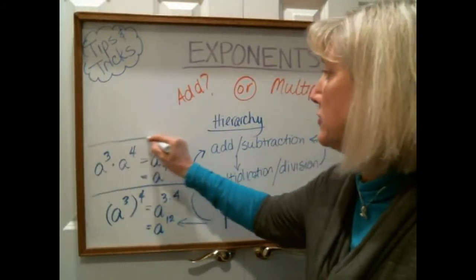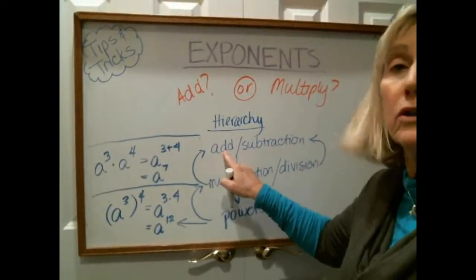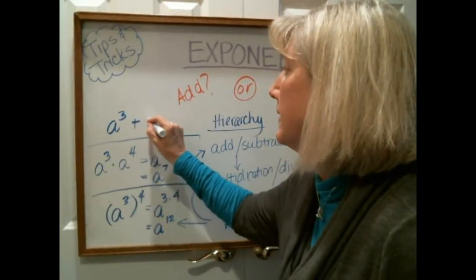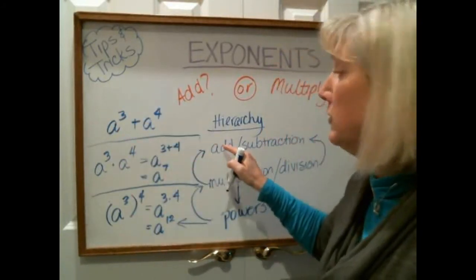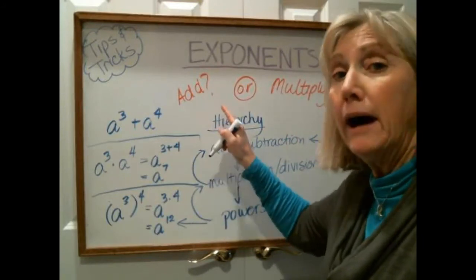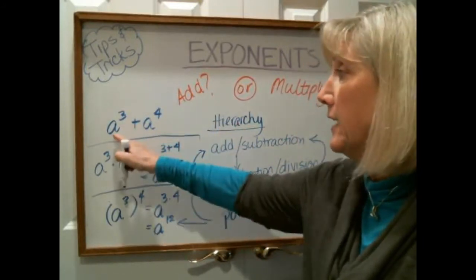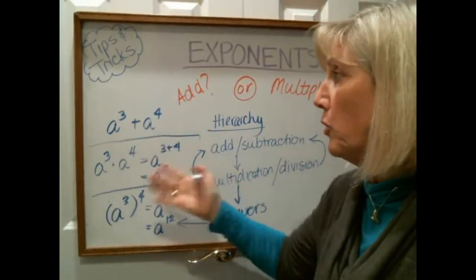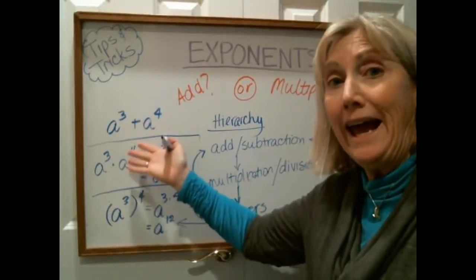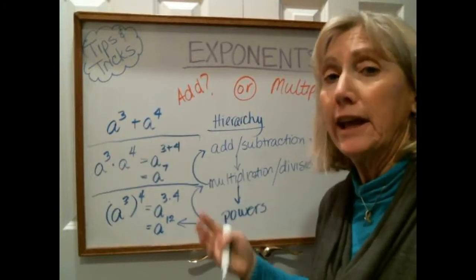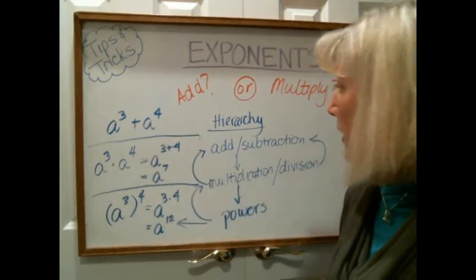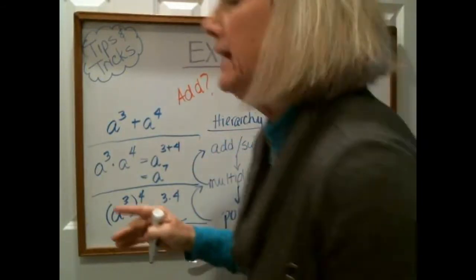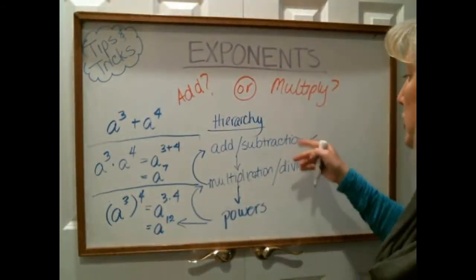And this rule actually works for adding, because say I have a to the third plus a to the fourth. You didn't know any math behind adding, and just like this, these are not like terms. Their variables don't match, so we cannot add things with different exponents and different variables. So this is a way to remember it. You go back one step. It also works for division and multiplication.